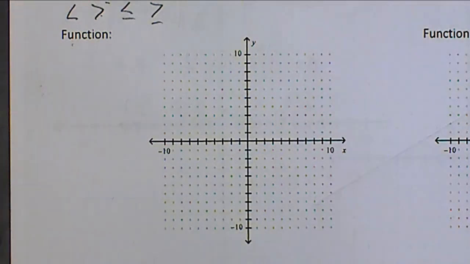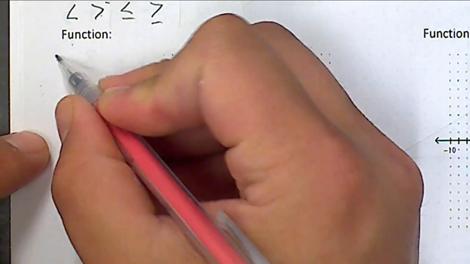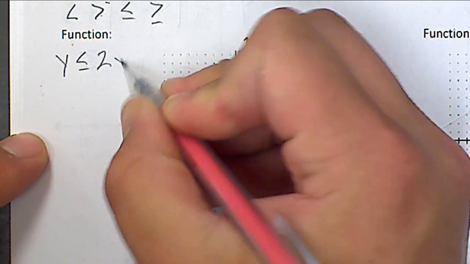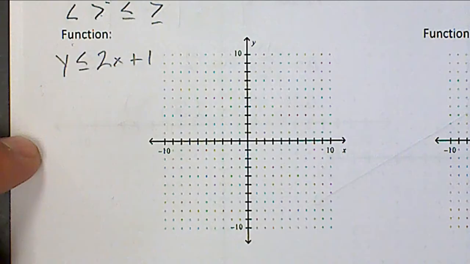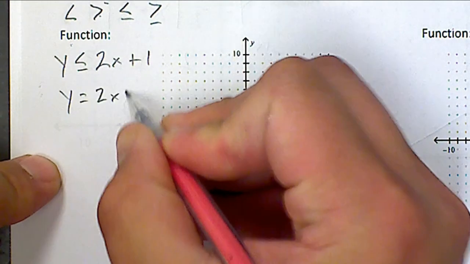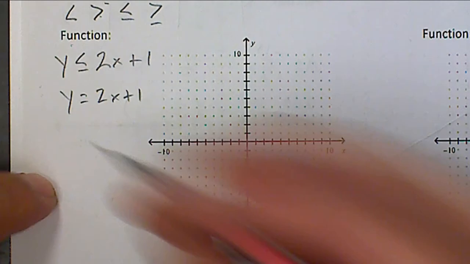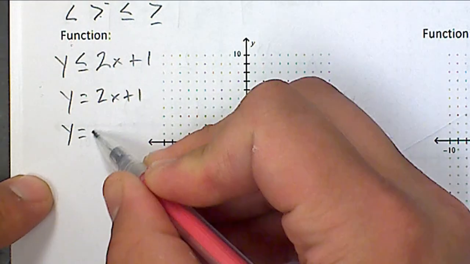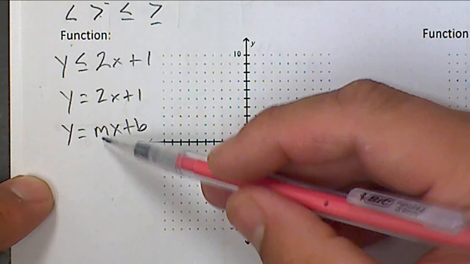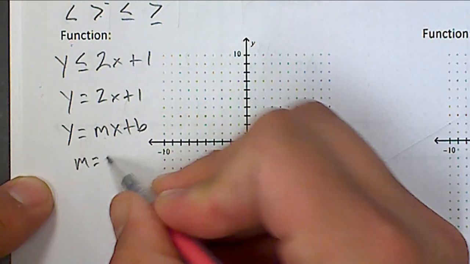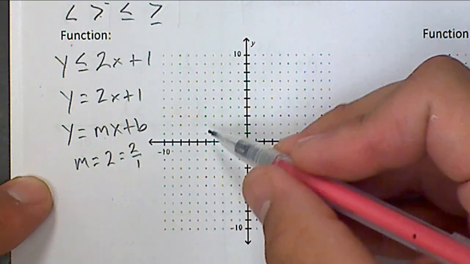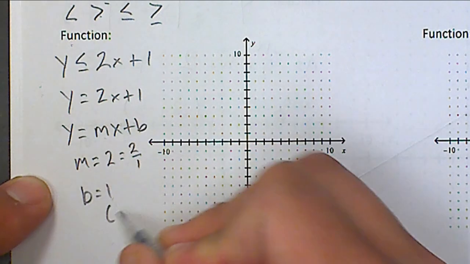So first we need a function. We can have y is less than or equal to 2x plus 1. Looking at this inequality, it looks really similar to y equals 2x plus 1, which is a line in slope-intercept form, y equals mx plus b. Looking at m and b, m equals 2, that's the slope, written as a fraction 2 over 1, and b equals 1. That means the y-intercept is at (0, 1).